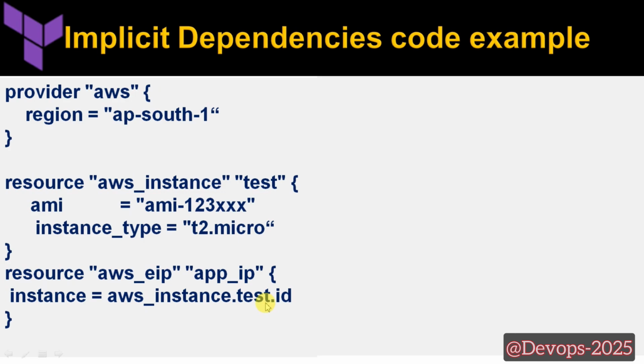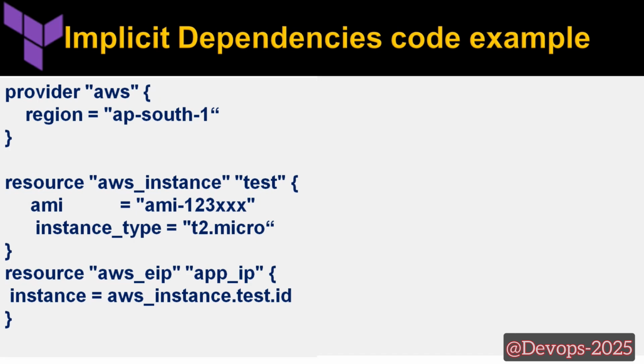So this is where Terraform knows it has to create the instance first, then attach the Elastic IP. Whenever one resource depends on another resource's attribute, Terraform automatically treats that as an implicit dependency. This design helps eliminate the pain points of manual ordering and dependency errors.